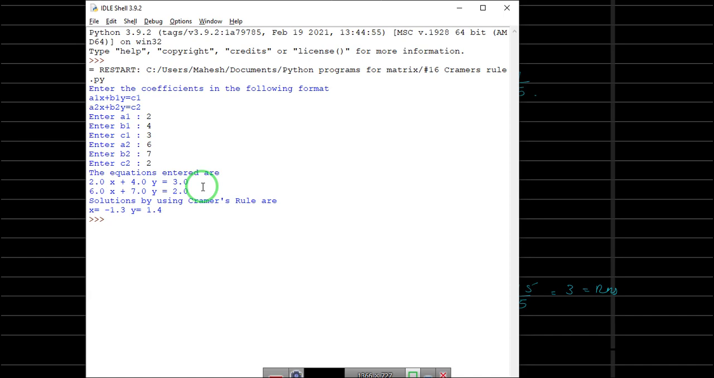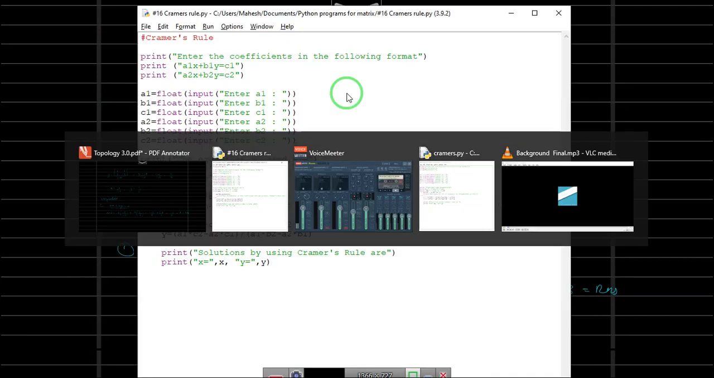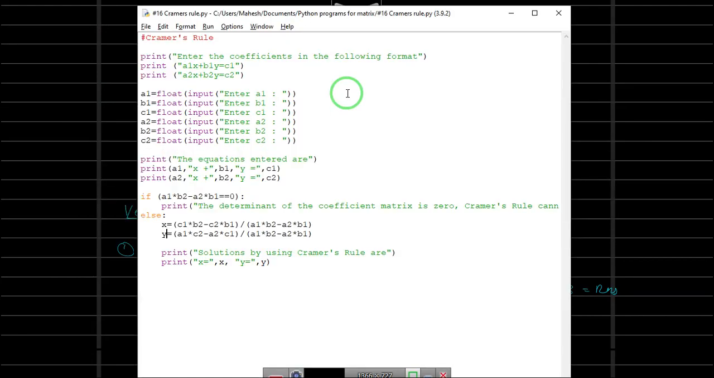If the determinant is not equal to 0, then the solution will exist, and it will be calculated by using Cramer's rule. Otherwise, Cramer's rule cannot be applied. Okay. Let us take a system wherein the determinant will be 0. So we need to have a system wherein the determinant is equal to 0.